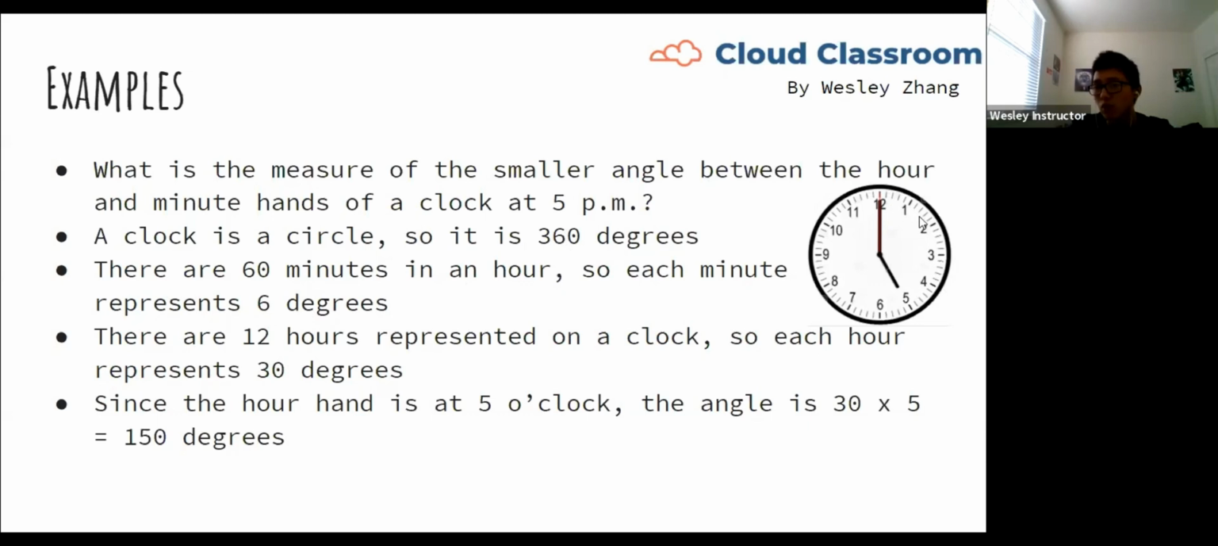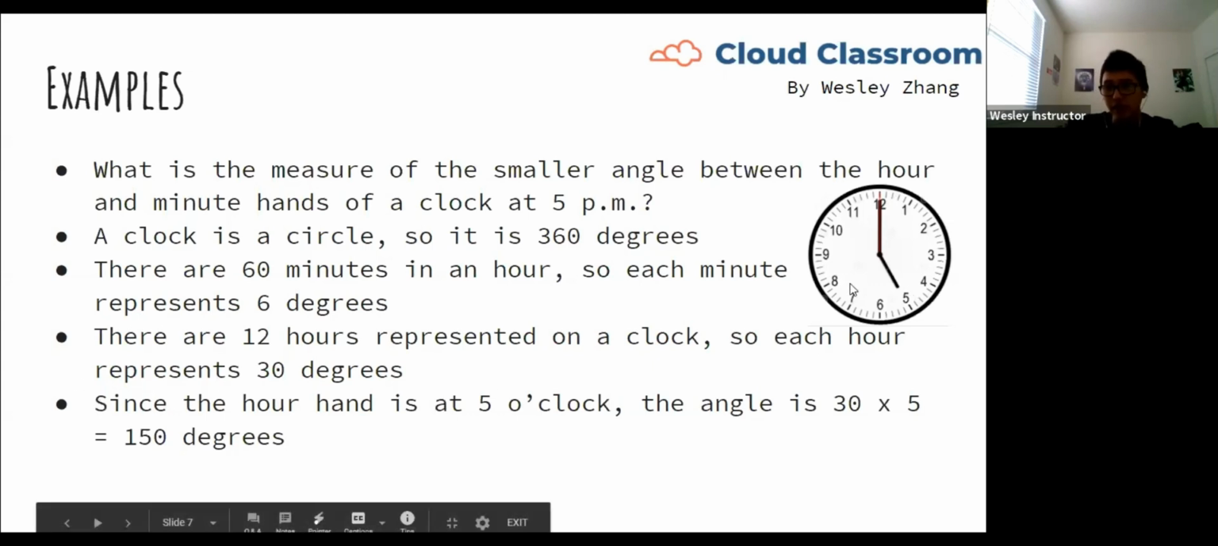So we see here we have 1, 2, 3, 4, 5. We have 5 of those spaces in between 12 and the hour hand, between these two hands, the minute hand and the hour hand. Since the hour hand is at 5 o'clock, the angle is 30 times 5. And so this angle in between is 150 degrees.